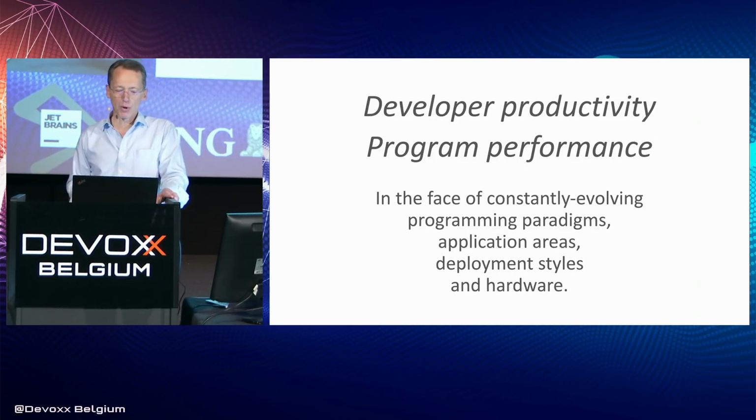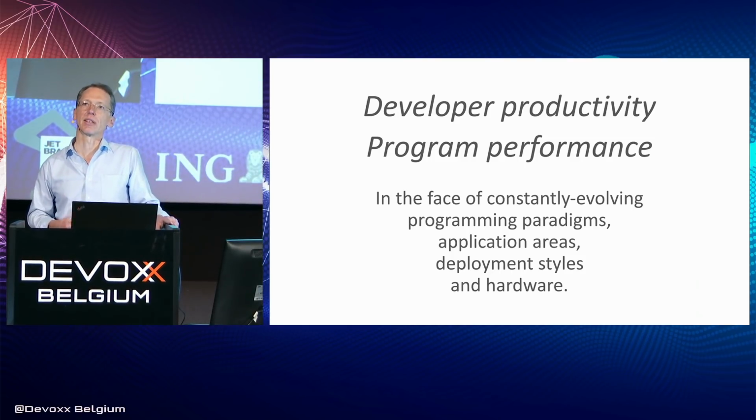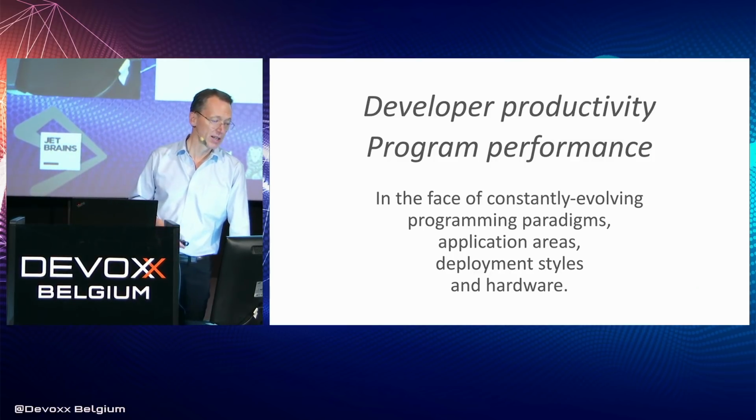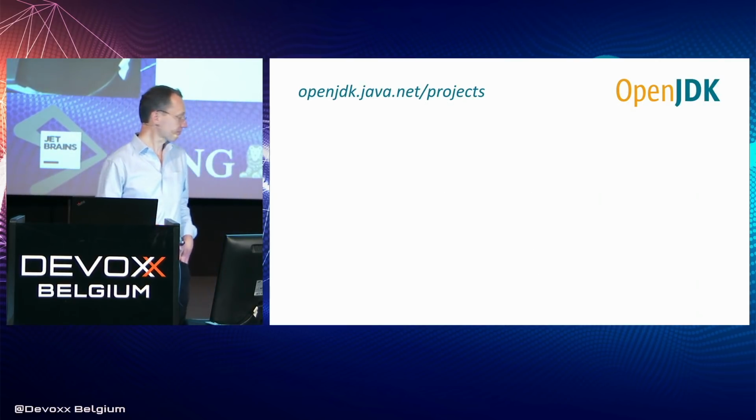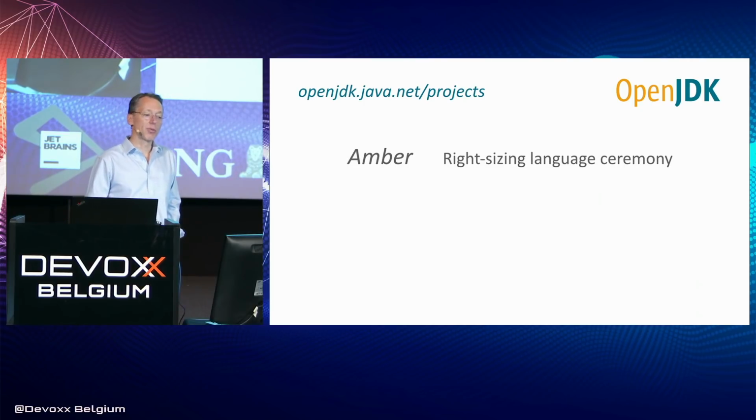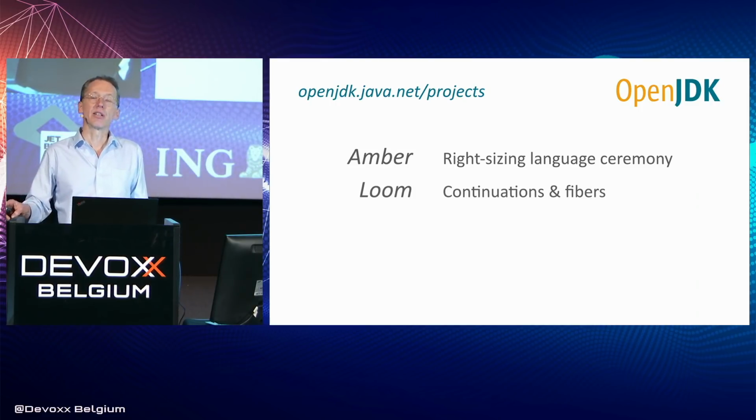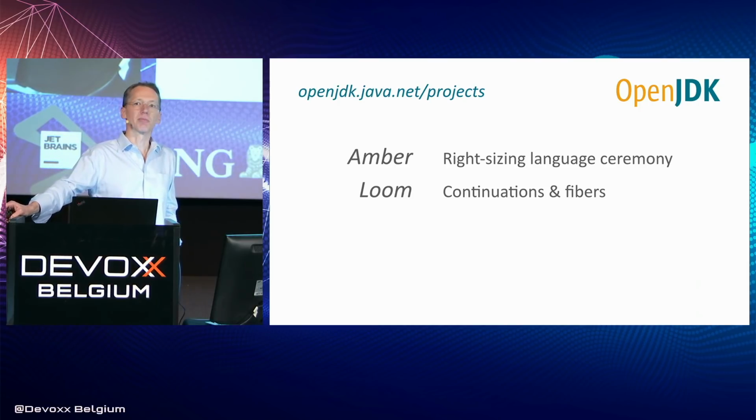Okay, so let's take a look at how we're pursuing those two goals in light of all these factors in some of the major active projects in the OpenJDK community. First, we have Project Amber. Brian Goetz is driving this. It's all about right-sizing language ceremony. Project Loom, continuations and fibers for the Java virtual machine, at last. Ron Pressler is leading this one.